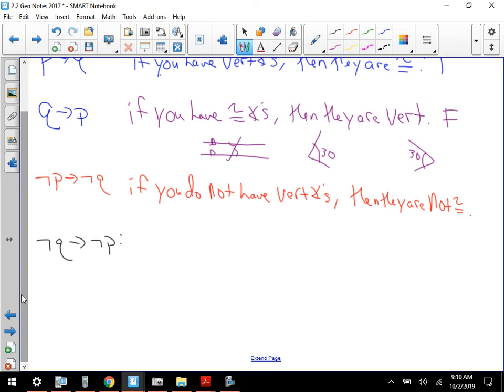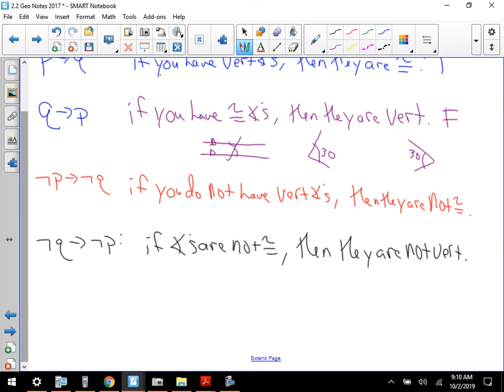if your angles are not congruent, then they can't be vertical. That would be true, because if they're not congruent, then they can't be vertical.